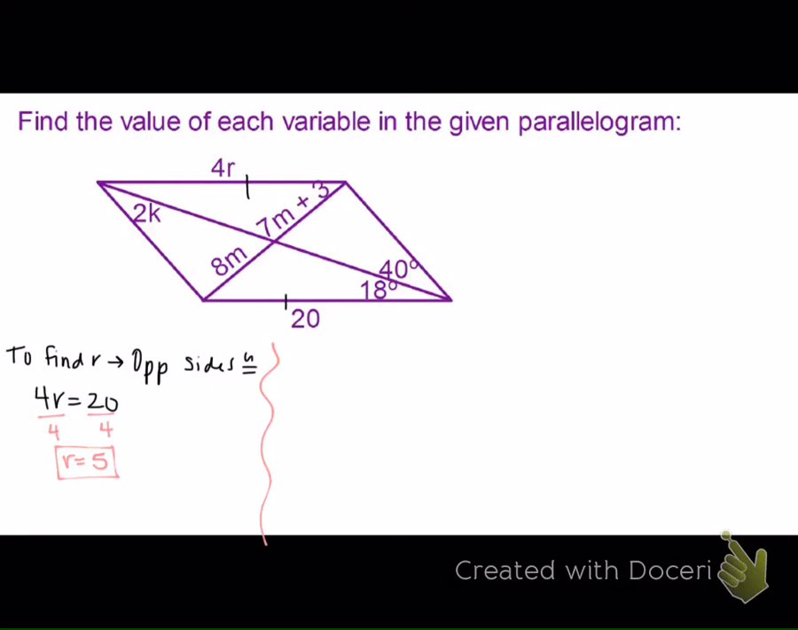Madison, we have K and M. Which one do you want to help me with? We have to find K and we have to find M. Which one do you want to help me find? Okay, how do I know? What do I know about M? How can I find that? It does not equal 180. It's not an angle. They're two segments.